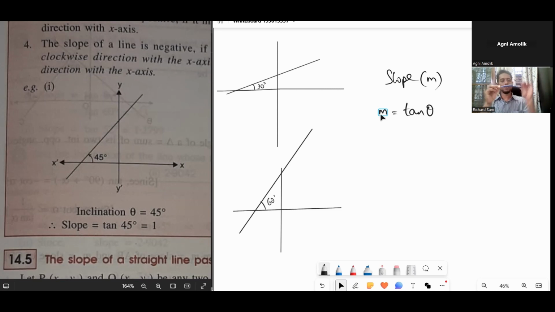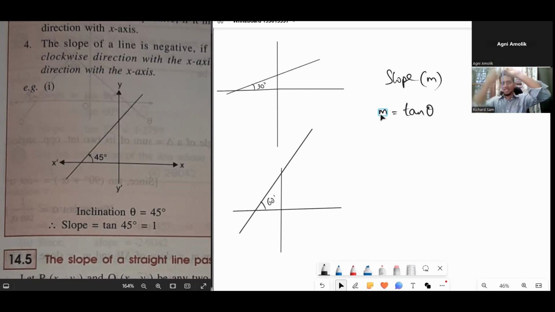Now if you're going on a road like this, theta is say 45 degrees and the slope, in this example, is 1. As I'm increasing the angle, the slope is increasing: 0.1, 0.2, 0.3, 0.4. When it is 45 degrees, what is the slope? 1. I'll show you with the calculation. As the inclination increases, the slope increases more than 1, 2, 3, 4, 5, 6.